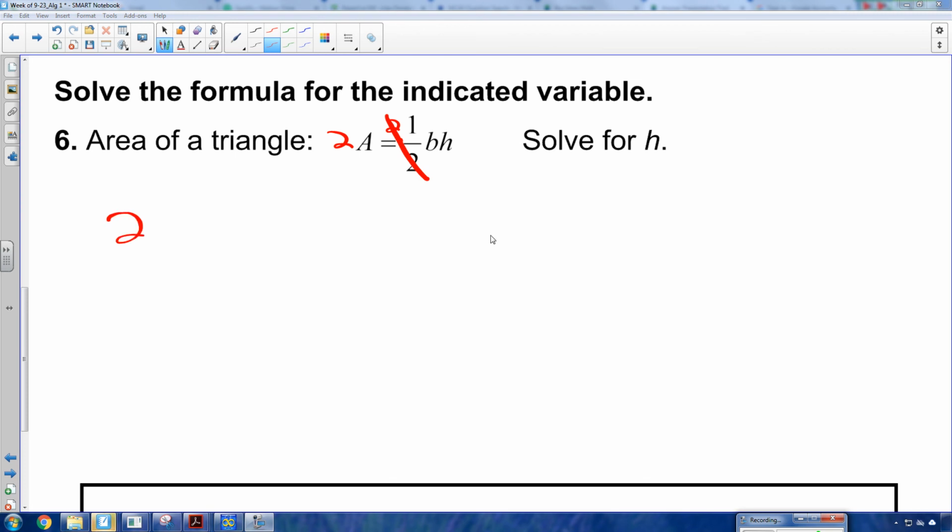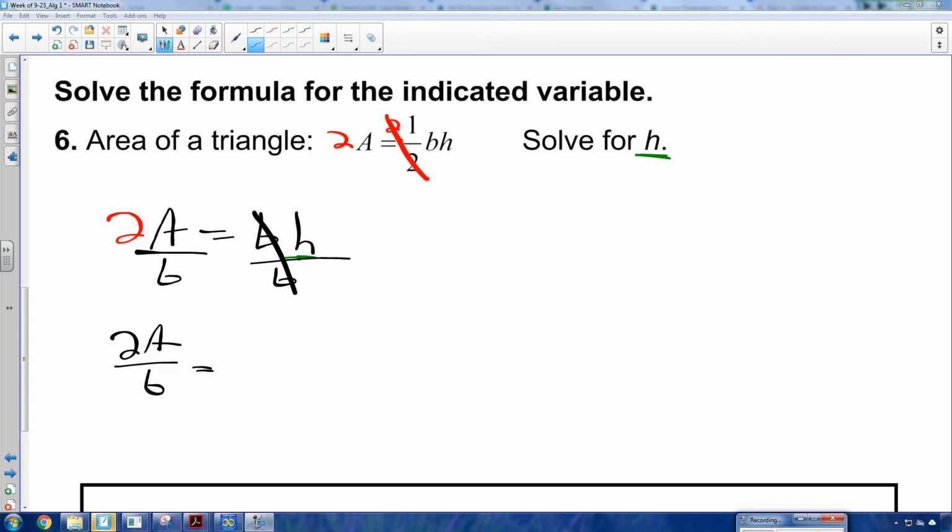Now remember, we're solving this for h, so I'm going to underline in green this time. And we've seen this before, b times h, so we know that we need to divide by b on both sides. So if we divide by b on both sides, we're going to have 2a over b equal to h. That's our answer. So that's it.